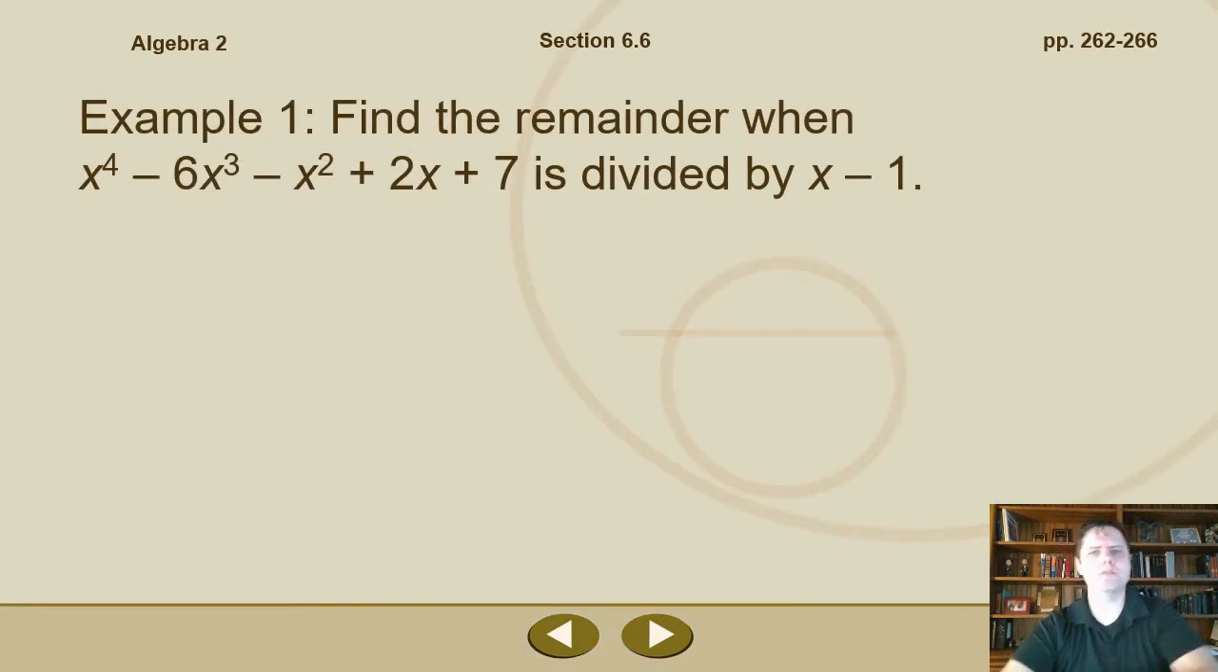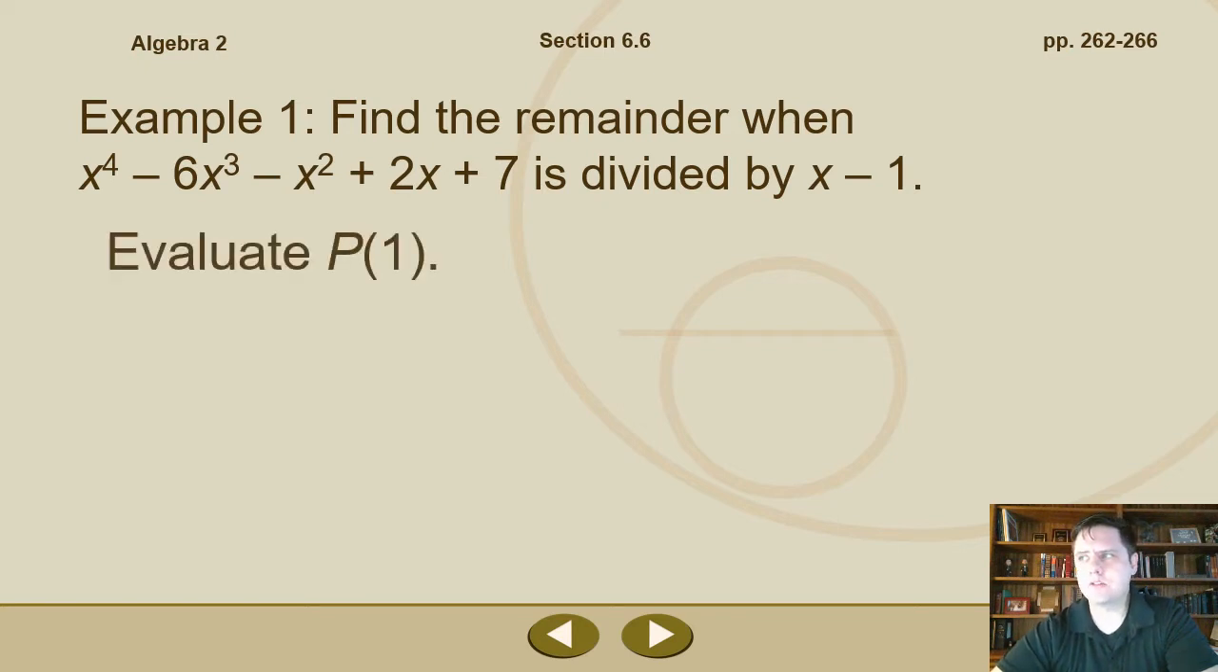Example 1. It says find the remainder when x to the fourth minus 3x cubed minus x squared plus 2x plus 7 is divided by x minus 1. So we can actually go about doing the entire long division, or since we have it in this form where it's x minus or plus some constant, we could go ahead and do synthetic division on this problem, which you guys just learned last time with me. But let's go ahead and use this theorem that we just learned.